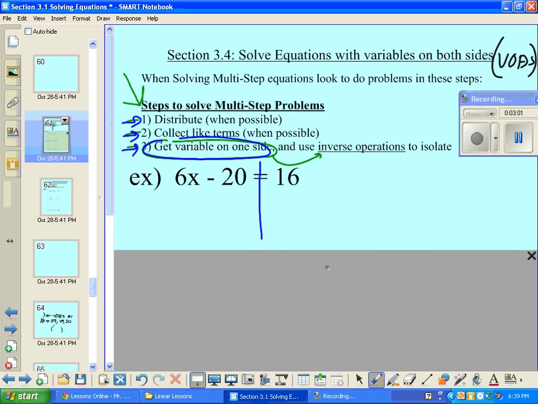At this point, the variable is on one side. X is all by itself on this side. But now I would use inverse operations. So 6x minus 20 equals 16.